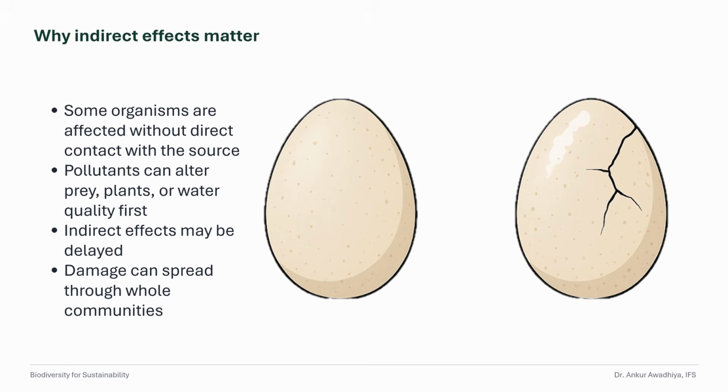The example of egg thinning due to DDT shows this clearly. Birds were not directly exposed in most cases. Instead, grasslands and wetlands were sprayed, the chemical entered food chains, and birds received exposure through bioaccumulation and biomagnification, leading to reproductive damage over time.